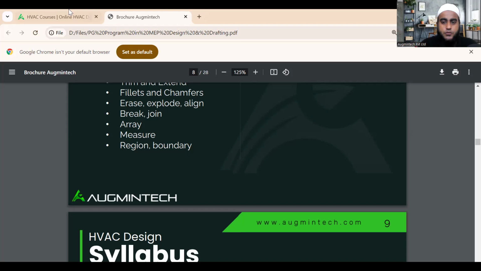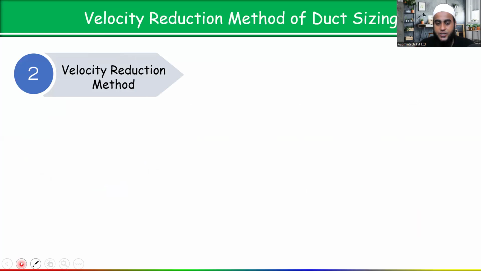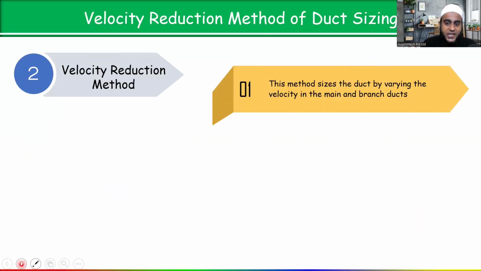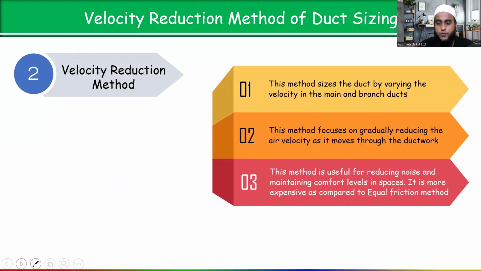Okay, let's come to our main topic. We have discussed the equal friction method. All of you clear on this? Next, the next method is the velocity reduction method. This method sizes the duct by varying the velocity in the main and branch ducts, so here the velocity will vary. It focuses on gradually reducing the air velocity as it moves through the ductwork. This method is useful for reducing noise and maintaining comfort level in spaces.